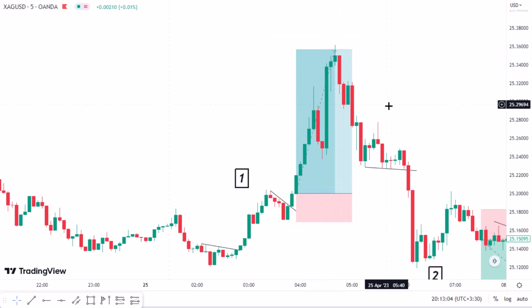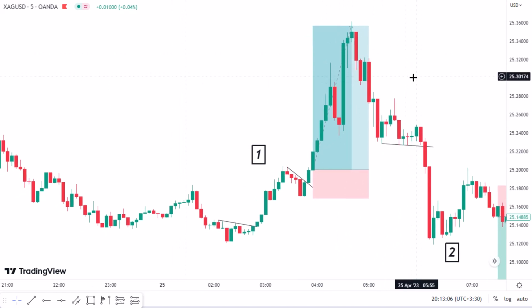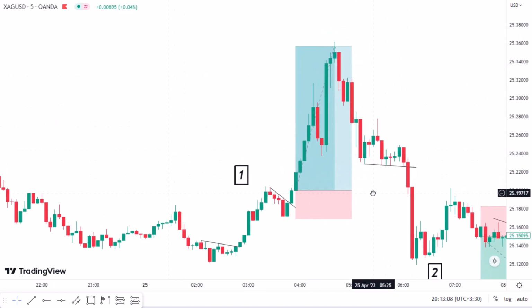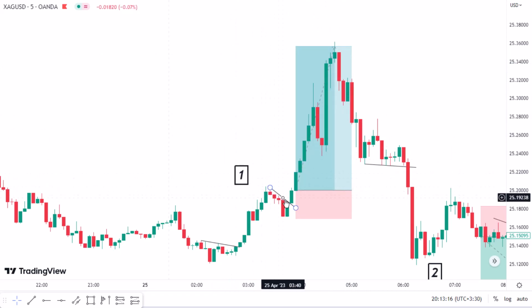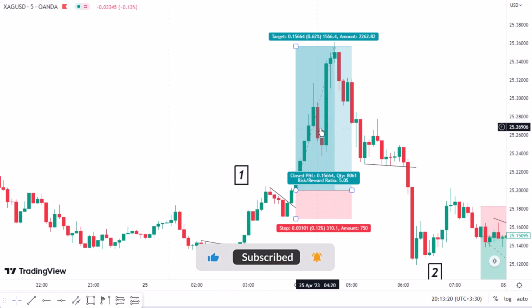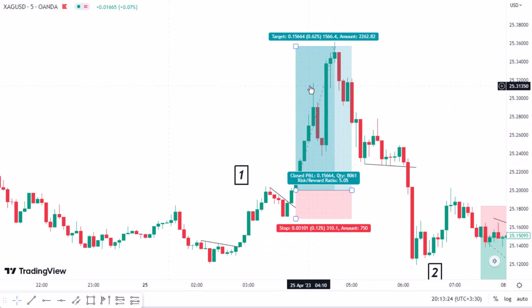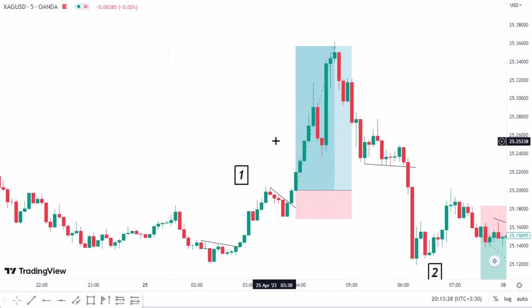Let me tell you that it doesn't mean we should take all that risk to reward 5 on this position. It means this position had the potential to give us a risk to reward 5. Some people close it at risk to reward 4, some close it at 3, some close it at 2, and some people actually don't close it.